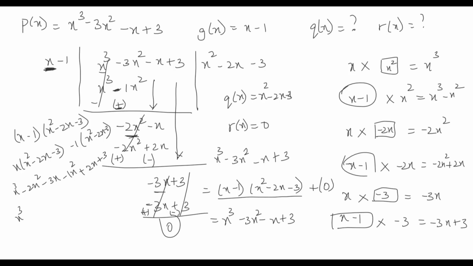x cube, there is no other term with x cube. Then minus 2x square minus 1x square will give minus 3x square. Okay, minus 3x plus 2x will be minus x plus 3. Is this our p of x? Yes. By this we have verified the division algorithm that always p of x is equal to g of x into q of x plus r of x.